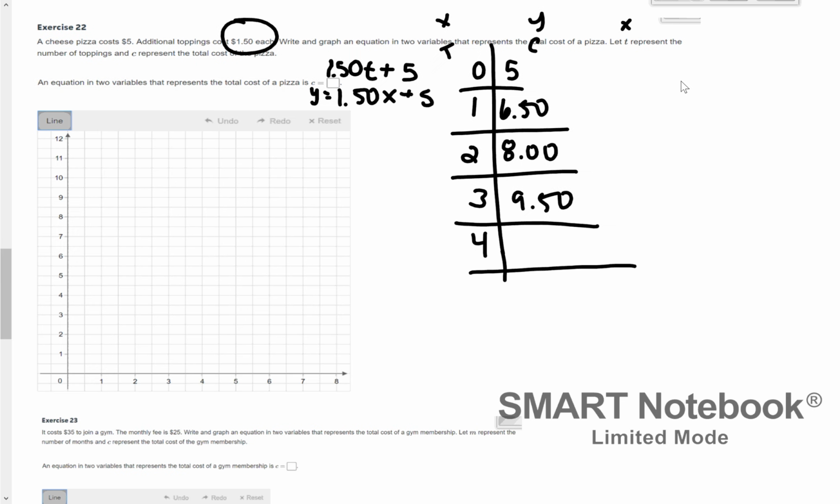All right, so now we're just going to graph this line. We go over to 1, go up to 6.5, go over to 2, go up to 8. I believe at this point it will already have created a line for you. If not, keep graphing. 3, 9.50, and you could continue this table all the way down to 8 or until you run out of space. But at some point you should have a line here that would have graphed.